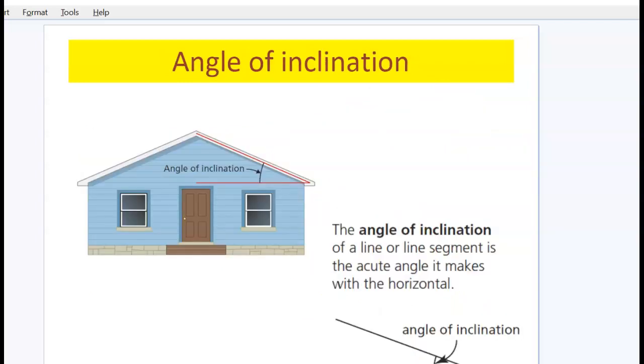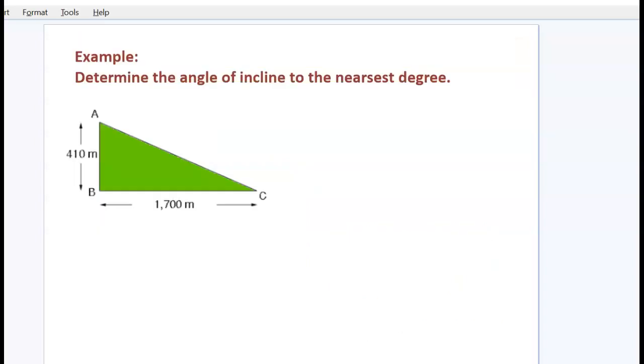Okay, a little bit of terminology. Angle of inclination, which is sometimes referred to as the angle of incline, is always defined with the horizontal. So if we take a look here, this would be the horizontal, and the rooftop angle of incline would be this angle with the horizontal. So in this question, we're asked to determine the angle of incline to the nearest degree for triangle ABC. Again, they're not giving you which angle the incline is, but by definition, it's the one with the horizontal. So we're really looking for the size of angle C.